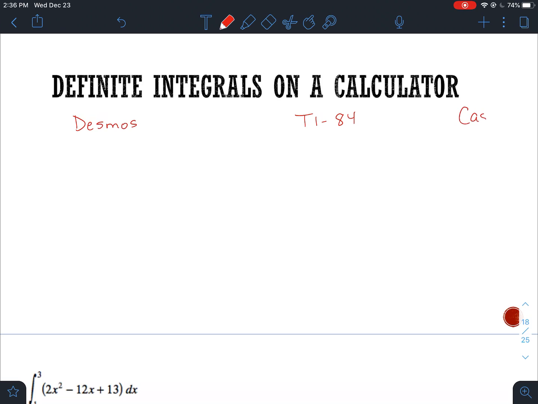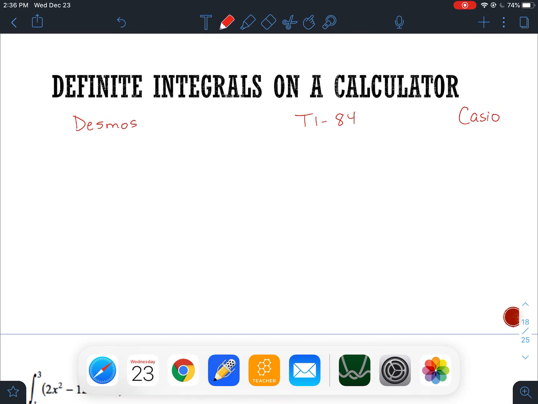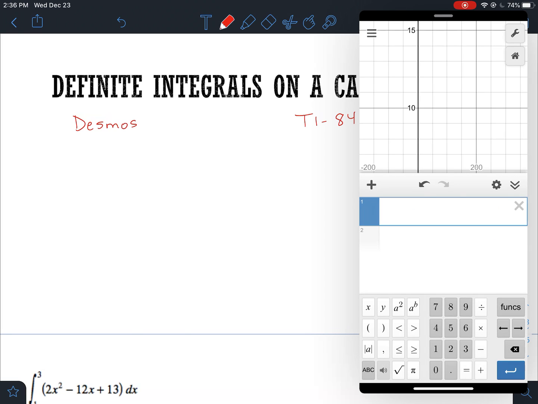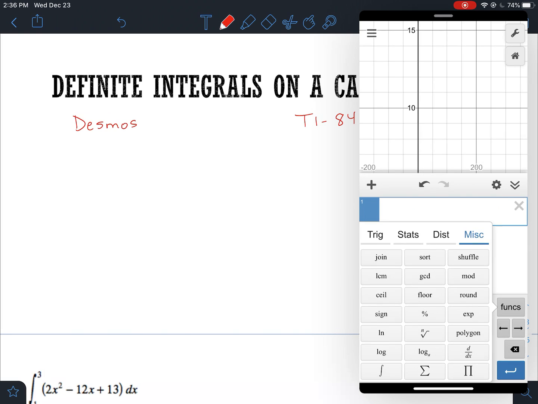All right, so definite integrals on a calculator. I'm going to show you how to do this on Desmos, and then I'm going to show you how to do it on a TI-84 if you have one. And then if you have a Casio, you'll bring it to class and I'll show you how to do it during class.